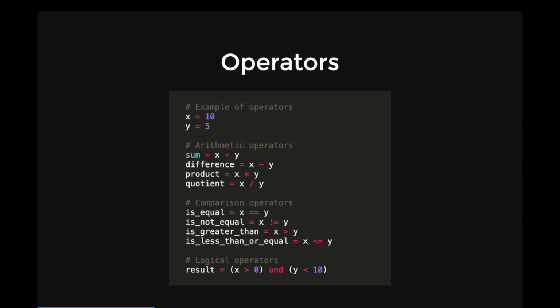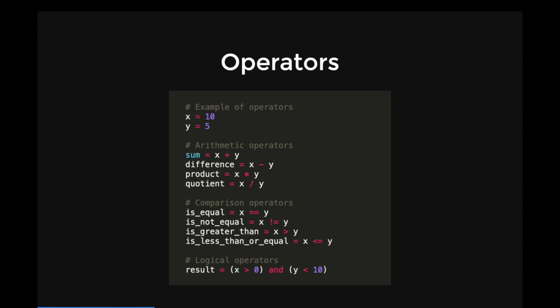If you see here, I've set up x equal to 10, y equal to 5 for arithmetic operations, saying sum equal to x plus y, which will give you a result of 15. You can create a variable difference and give x minus y. For product or multiplication, x times y. For quotient, you can do x divided by y.